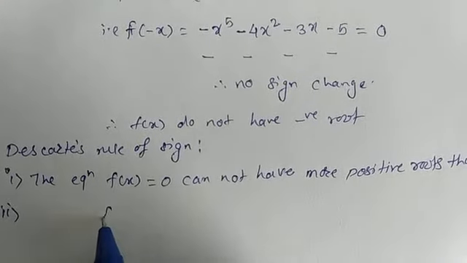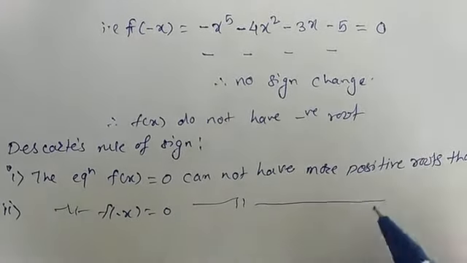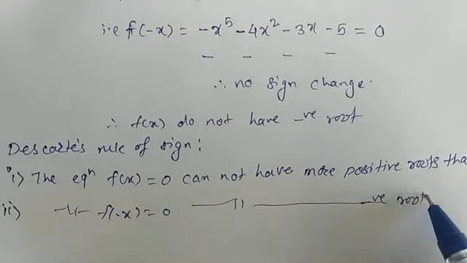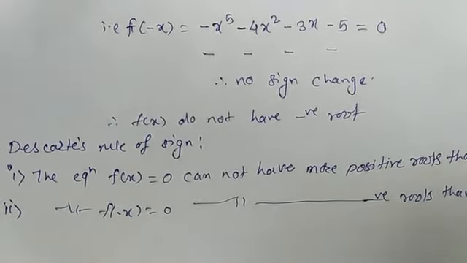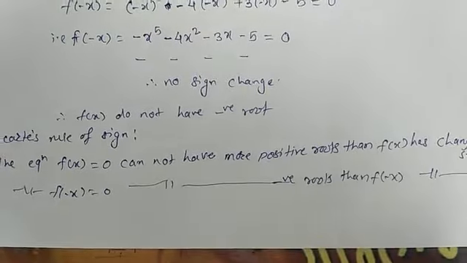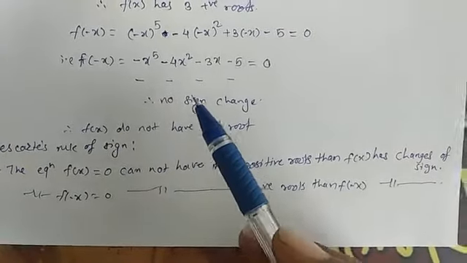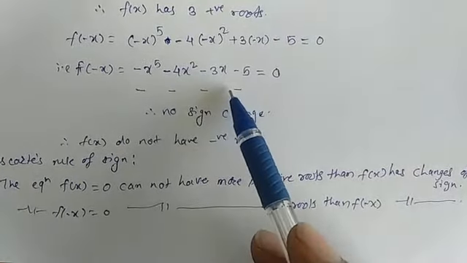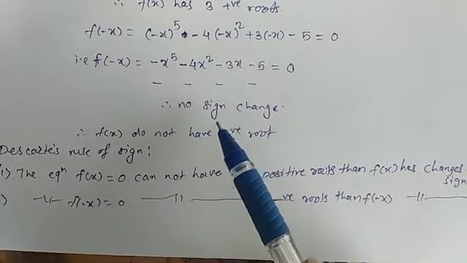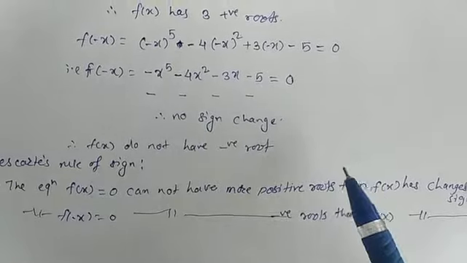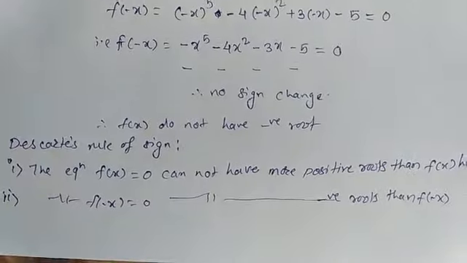And similarly for f of minus x equal to 0, it cannot have more negative roots than the number of changes of sign in f of minus x. Okay, that means if there is a sign change, it will be considered; in this example there is no sign change, so it will not have a negative root. If there was any sign change, it would be counted as a root, the number of negative roots.